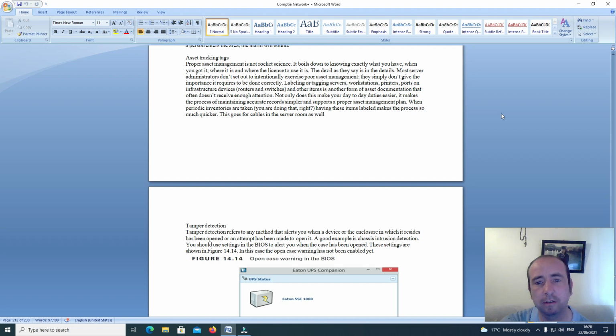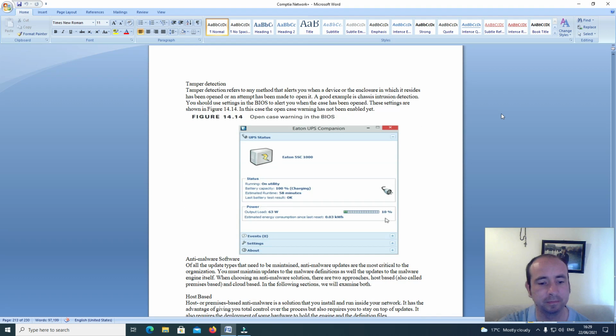Labeling or tagging servers, workstations, printers, ports on infrastructure devices, routers and switches and other items is another form of asset documentation that often doesn't receive enough attention. Not only does it make your day-to-day duties easier, it makes the process of maintaining accurate records simpler and supports a proper asset management plan. When periodic inventories are taken, you are doing that right. Having these items labelled makes the process so much quicker. This goes for cables in the server room as well.